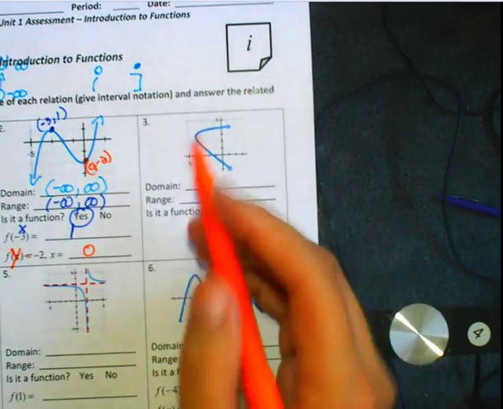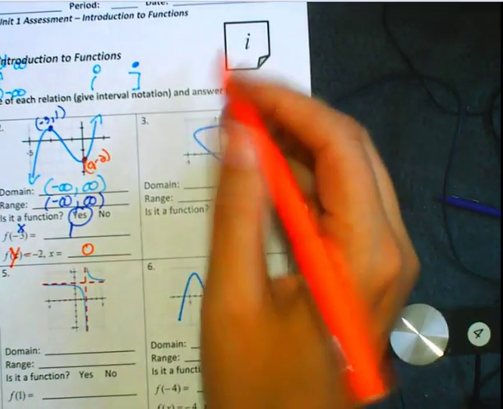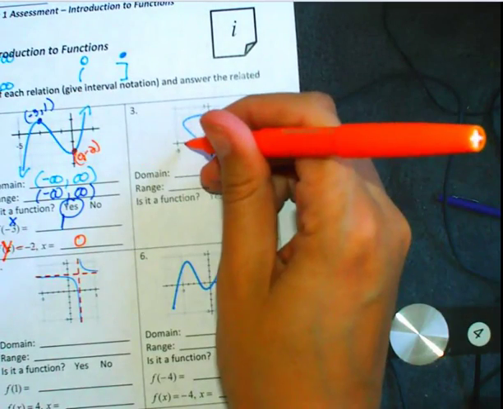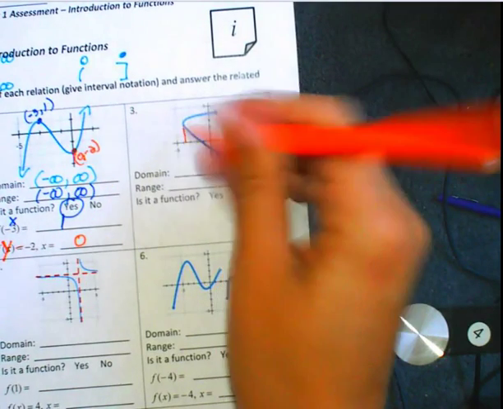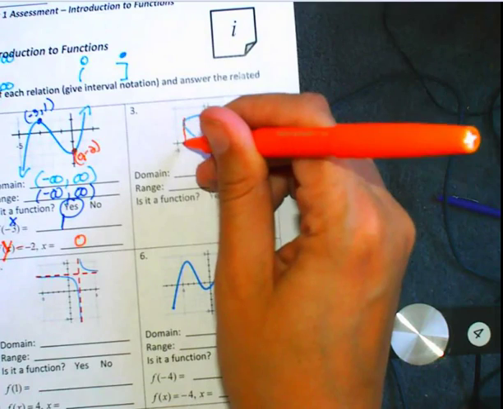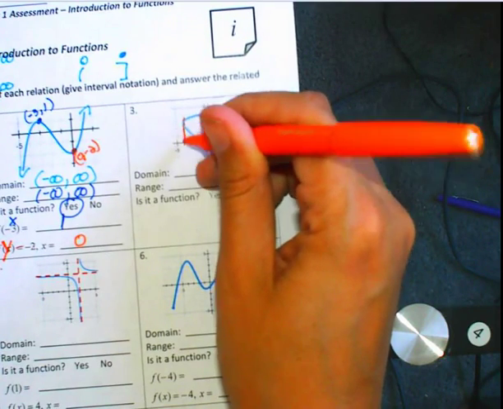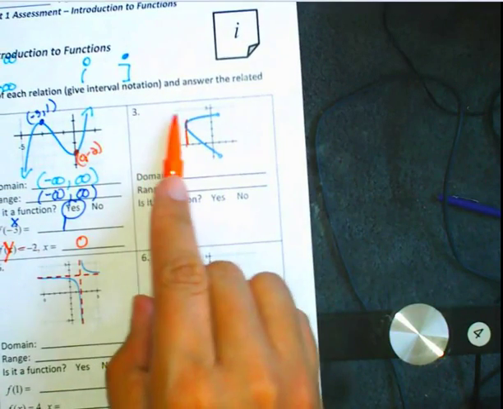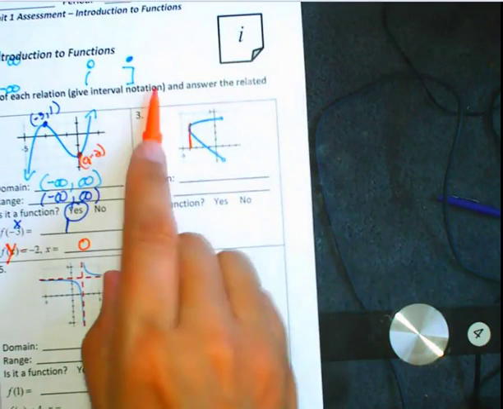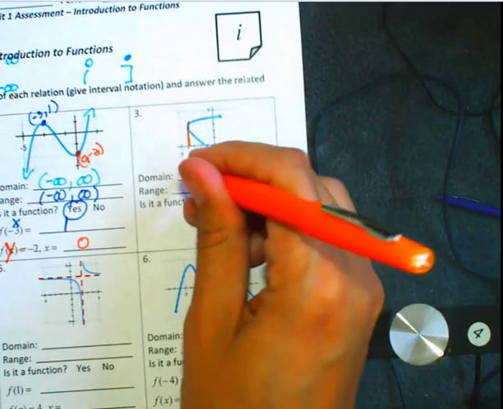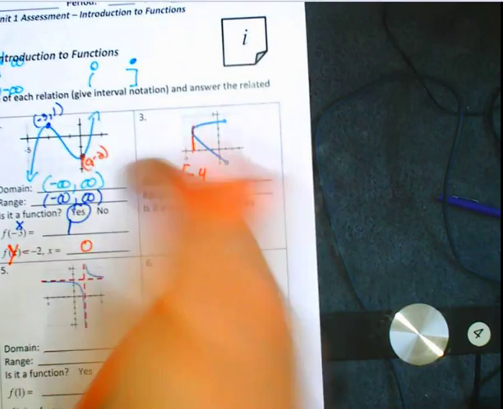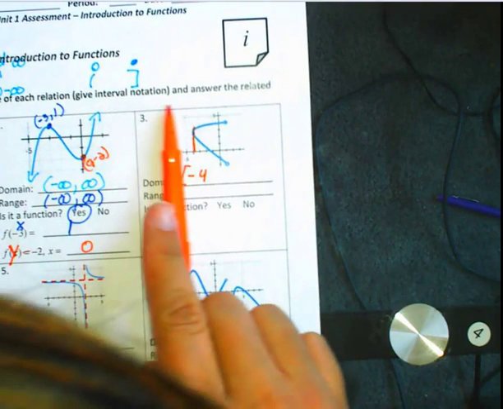All right, so let's look at the domain. I'm starting over from the left, and I notice that my very first value for x is about right here, which is at negative 4. So this graph does not start until negative 4. Notice there's no arrows pointing in either direction. So I'm starting here at negative 4, and it does include negative 4, so I'm going to use a bracket. And I'm going to keep going, keep going, keep going.